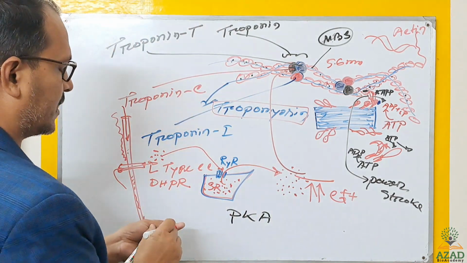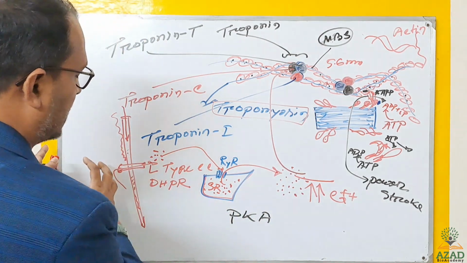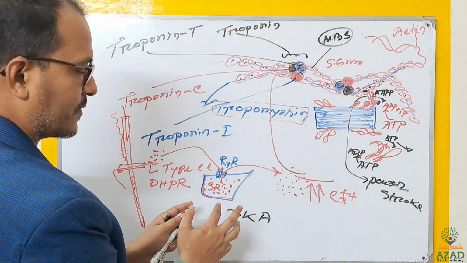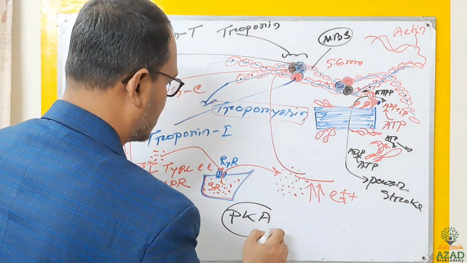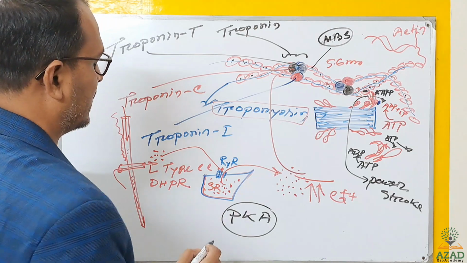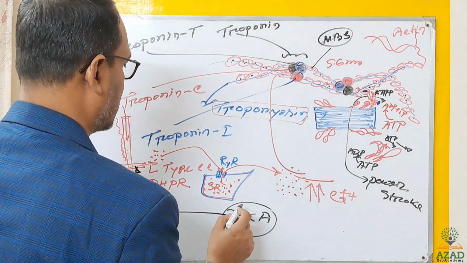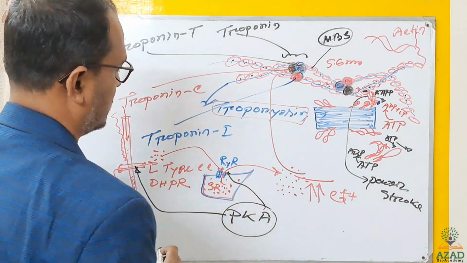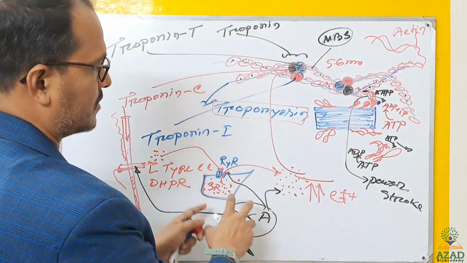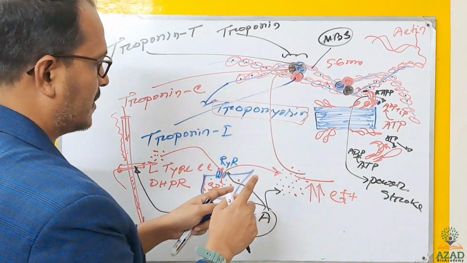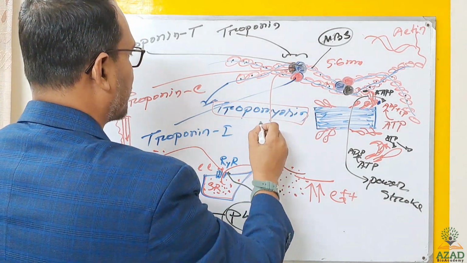PKA, protein kinase A, is the signaling protein produced from the influence of beta 1 receptor activation by your G protein coupled receptor, through an ATP dependent protein kinase. That PKA can phosphorylate the L-type channel, and it can increase the intracellular calcium for the contribution of contraction. But here, related to troponin and tropomyosin, PKA can phosphorylate troponin I.